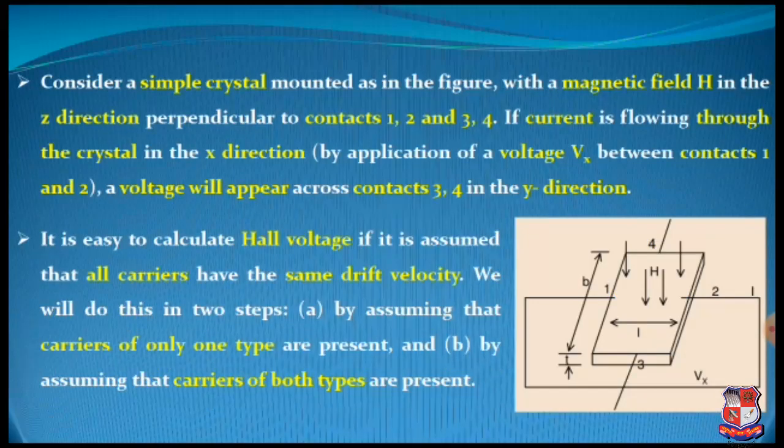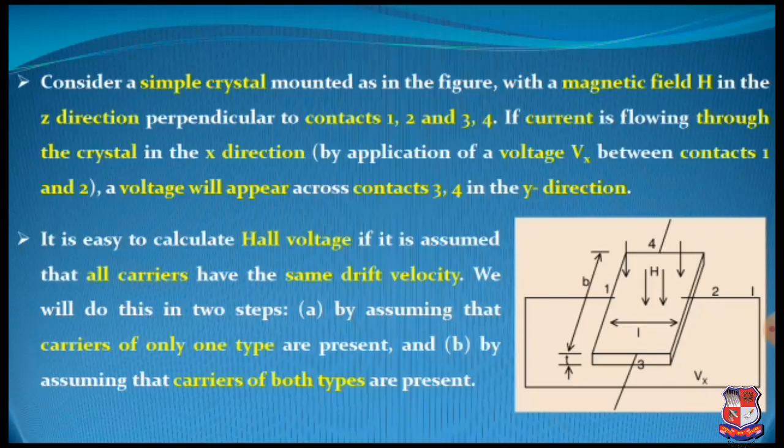As shown in this figure, we have to consider a simple crystal mounted with a magnetic field capital H, that is a symbolic representation of magnetic field in the Z direction. Now we will consider these 3 dimensions X, Y and Z. So in the Z direction we have magnetic field perpendicular to the contacts. As you can see, the crystal has 4 contacts, 1, 2, 3 and 4, as depicted in the figure. 1 and 2 are in the horizontal direction, 3 and 4 are in the vertical direction.